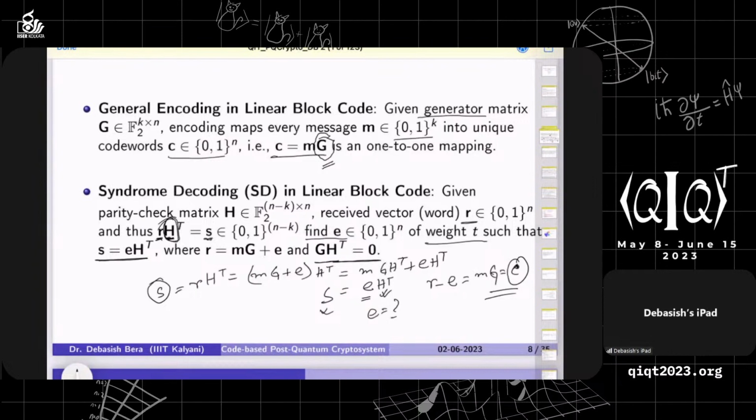Fine. Now, if someone can hide this G or hide this H in such a way that it looks random to the eavesdropper, then to the eavesdropper it will become a random code. And in that sense, for the eavesdropper to decode it or to break it, it will look like an NP-hard problem.